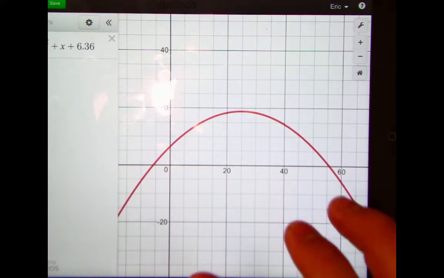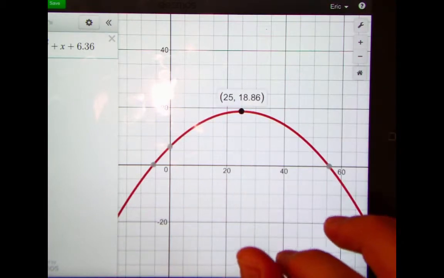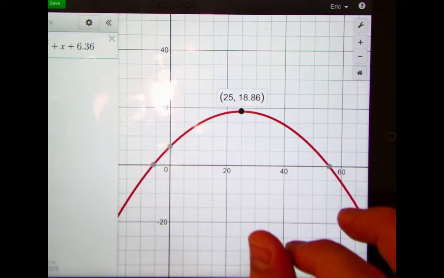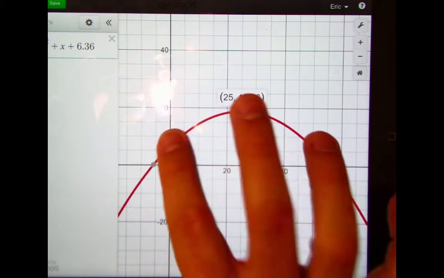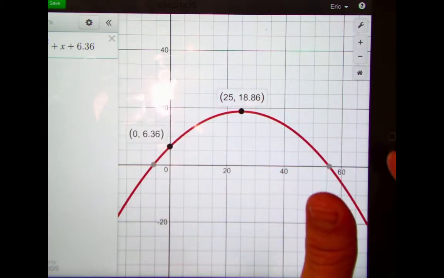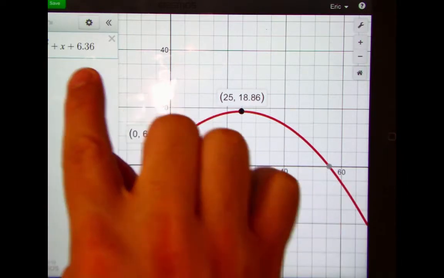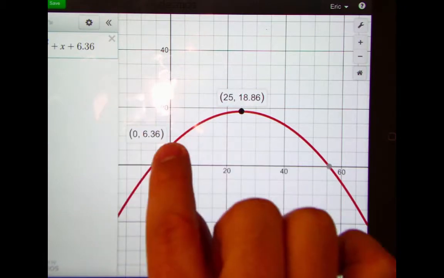So if I want to know the highest point that it reaches, I just tap on the vertex. It looks like the highest point that it reaches is 18.86 feet. I can also figure out the height that it was thrown at by looking at the y-intercept. 6.36. Well, if you already know this, your C is always your y-intercept, so you can see how these match 6.36 and 6.36 in the equation.